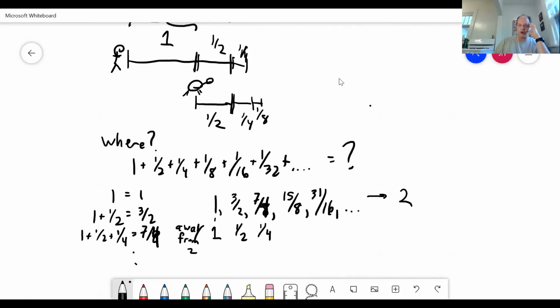And here we're 1/4 of a mile away from 2. And here we're 1/8 of a mile away from 2. And here we're 1/16 of a mile away from 2, and so on. So we can see we're getting closer and closer to 2. So let's play this game. I'm going to speculate that Achilles passes the tortoise at 2 miles.